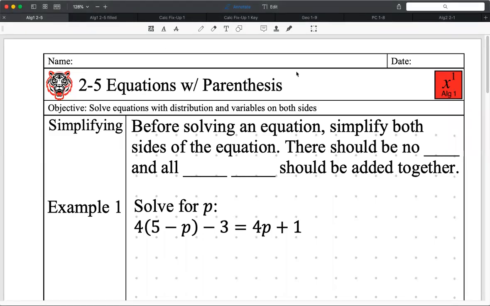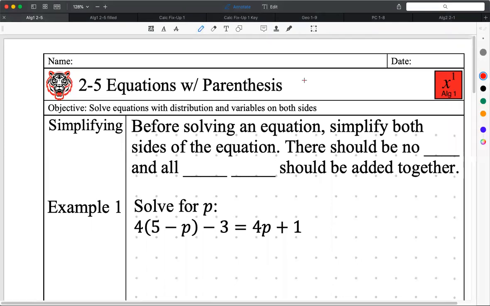All right, we are in Algebra 1, Lesson 2-5, equations with parentheses. Let's see if this tablet is working. It looks like it is. Today's date is Friday, September 11th, 9/11/2020.